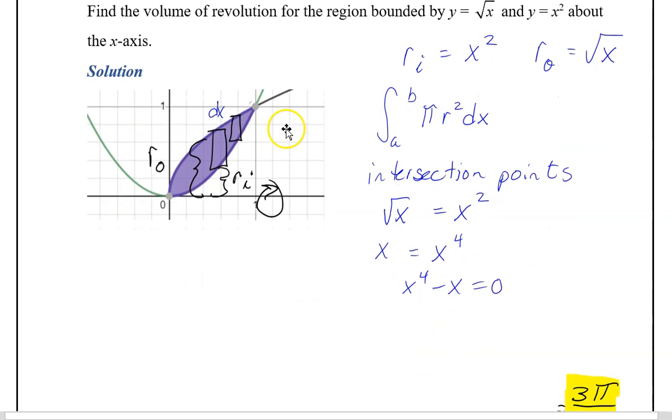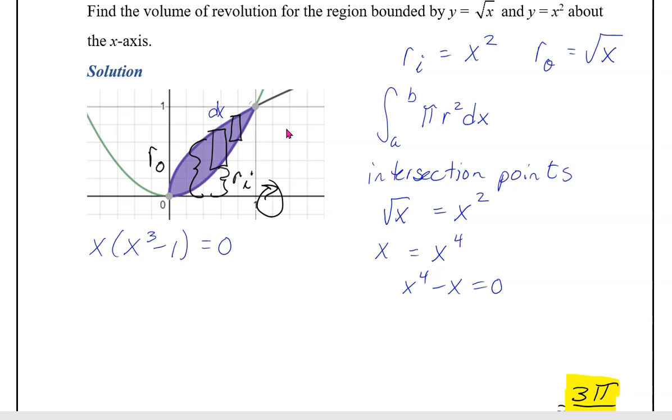This means that you will need to factor out the x, and this gives you x times x cubed minus 1 equals 0. X cubed minus 1 does factor as x minus 1, the binomial, times the trinomial x squared plus x plus 1.